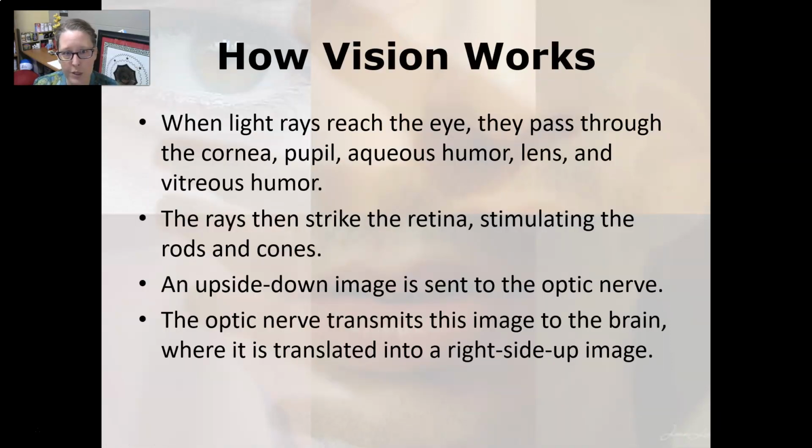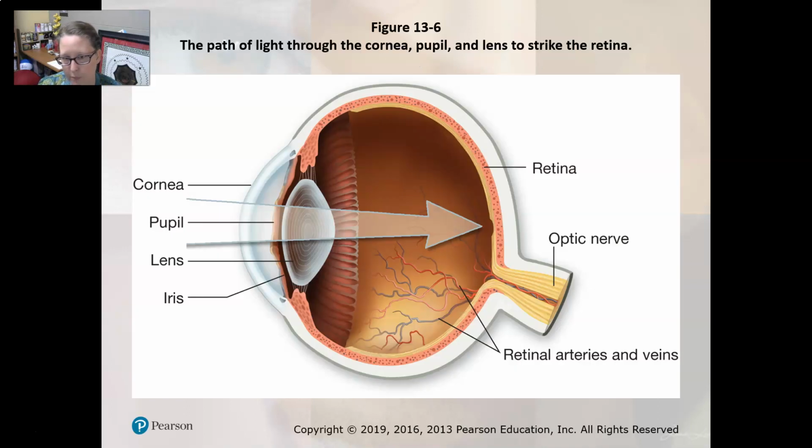How vision works: when light rays reach the eyes, they pass through the cornea, pupil, aqueous humor, lens, and then vitreous humor, and then the rays strike the retina that stimulate the rods and cones. An upside down image is sent to the optic nerve, and then the optic nerve transmits this image to the brain where it is translated into a right side up image.